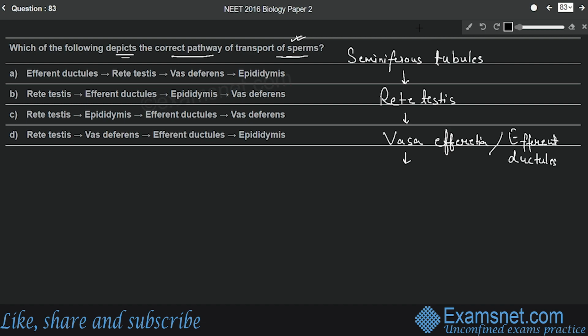After that, they pass through the highly coiled duct known as epididymis. And then the next duct is vas deferens, which will further direct the sperms towards the ejaculatory duct. Let's see. In the first option, we have efferent ductules first and then rete testis, which is not true because first there will be rete testis and then efferent ductules. So this is incorrect. Then in the second one, we have rete testis, then efferent ductules, then epididymis, and then vas deferens. Yes, this is the correct sequence, so this will be the correct answer.